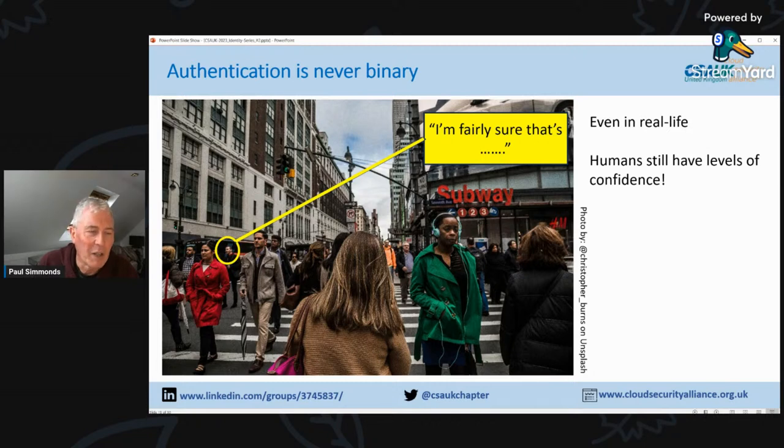But in the IT world, we fall into the trap. And we're going to talk more about this next week in terms of some of the pitfalls with identity, especially as it translates into ID. But authentication is never binary. And if you take nothing else away from this set of slides, remember that one.